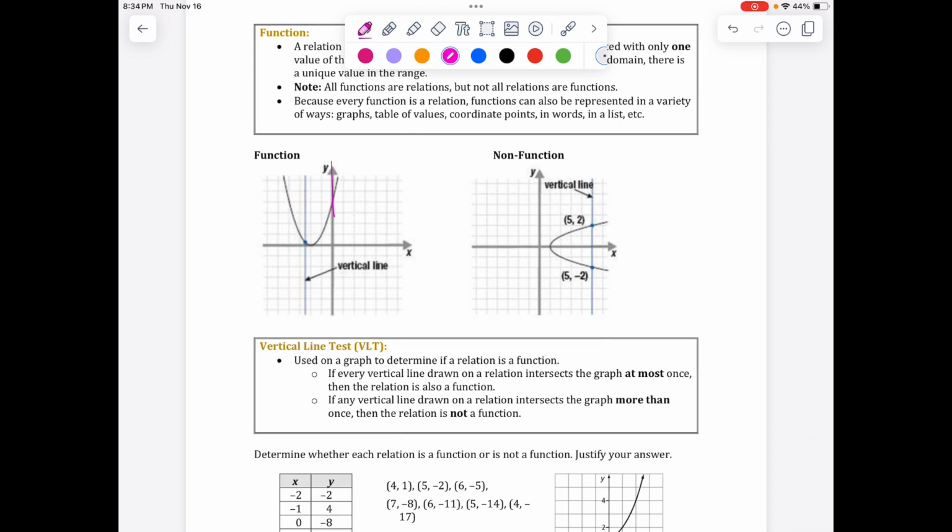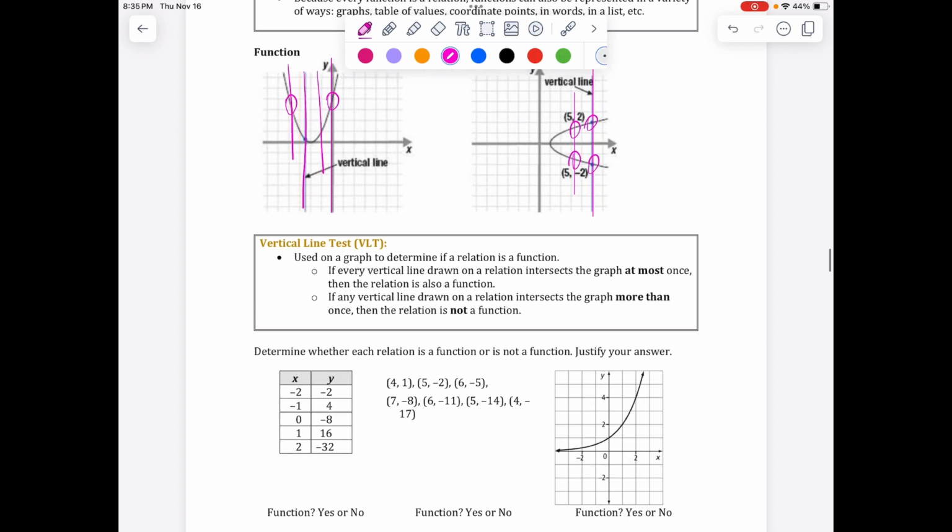And like this one here, here's that vertical line test. Drawing a vertical line, it touches once. There's no place where I can draw on this line that it will touch more than once. Here, we can clearly see that if I draw a vertical line anywhere, that's going to touch more than once, not a function. Okay?